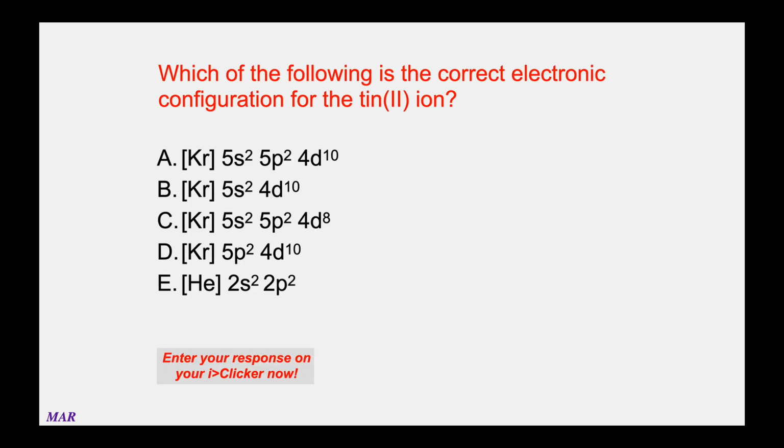Tin 2 plus is another possible ion you can do. We talked about neutral tin earlier. See if you can use your information and knowledge of these to find what the correct electron configuration of tin 2 plus would be. And again, this is a good place to pause the video. When you're ready, unpause it. We'll talk about the answer. Pause the video now.